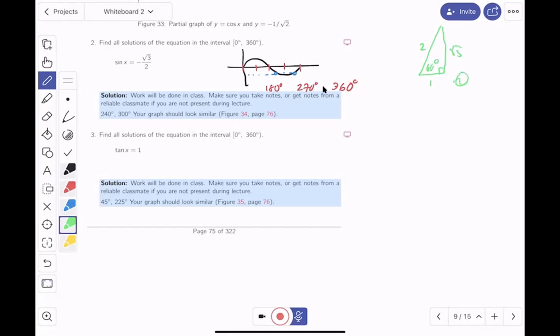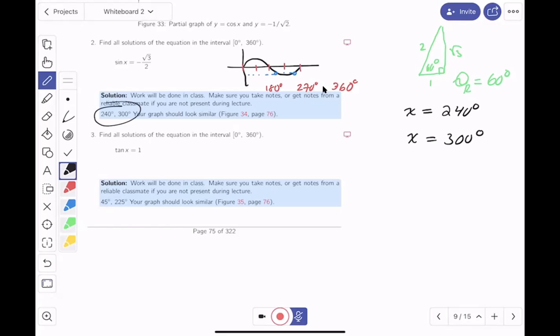So the reference angle is 60 degrees. But my angle is between 180 and 270. It has a reference of 60. So x must be 240 degrees. The next one is going to be between 270 and 360, but has a reference of 60. So it's going to be 300 degrees. I want to point out these answers right over here. We do provide a better picture for you as well, by the way. All right, the third one is a tangent problem.